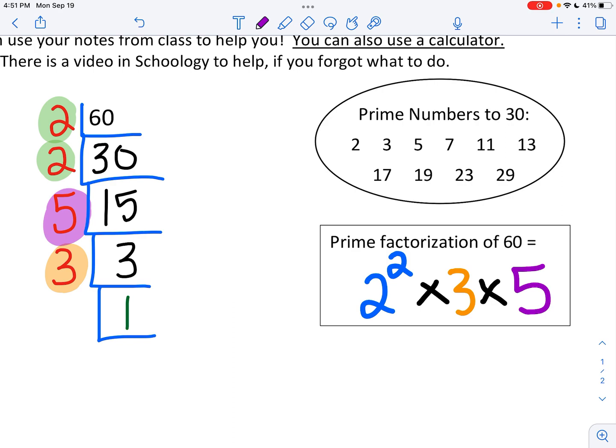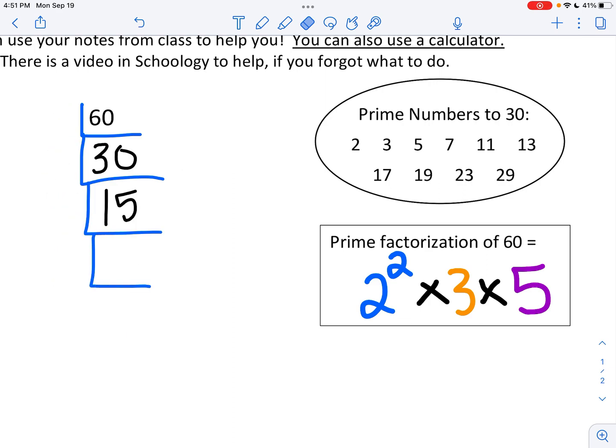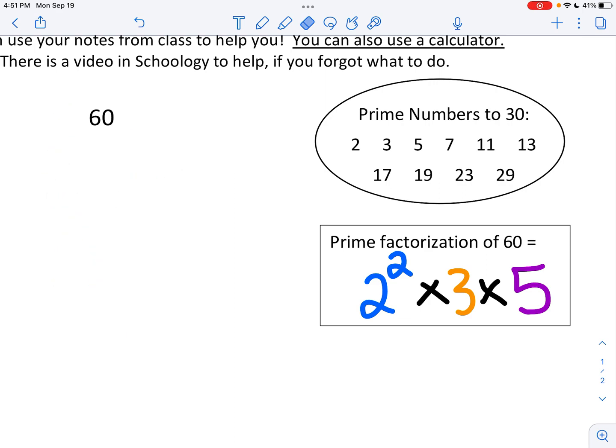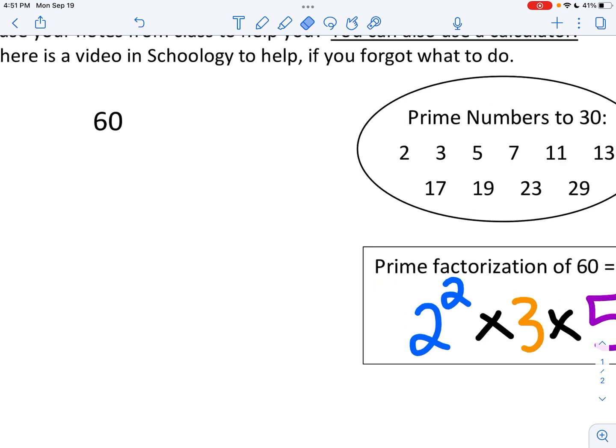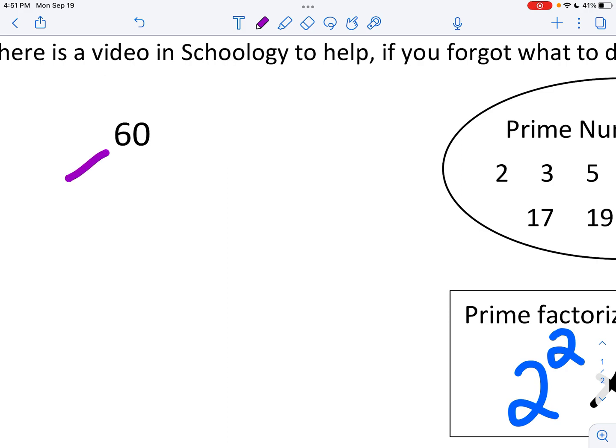I like the ladder method, right? It can consistently get me to the right answer. Now, I'm going to erase my work. So if you need to copy it onto yours, you can. But I'm going to erase my work, and now I'm going to do the same problem, still with 60. But this time, I'm going to use the tree method. So I'm going to make a couple of branches here.